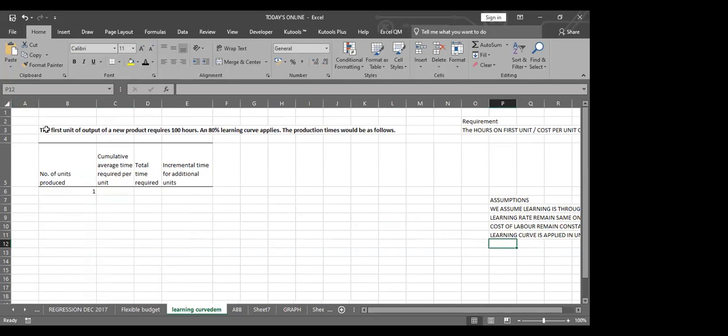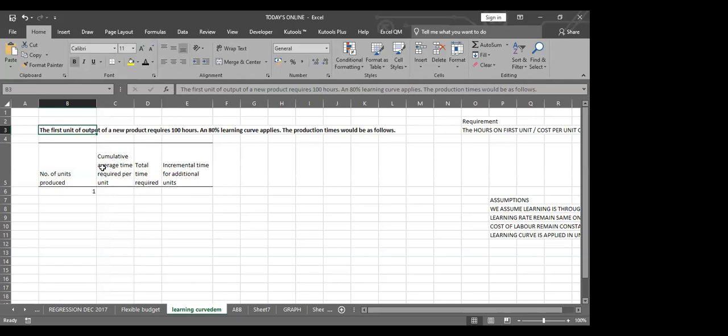So here, this is a question. The first unit is a learning question, which will lead us to understand the formula. After understanding the formula, we apply the question. After applying the question, we have already finished, and that is what it is, nothing much. So the first unit of output of a new product requires 100 hours. An 80% learning curve applies. The product times would be as follows.